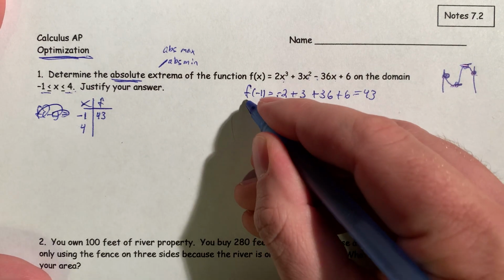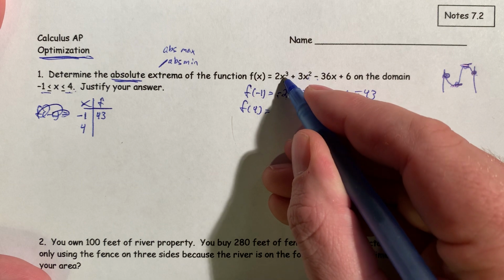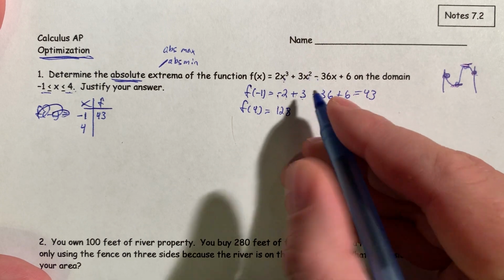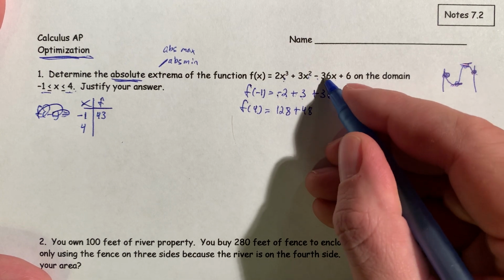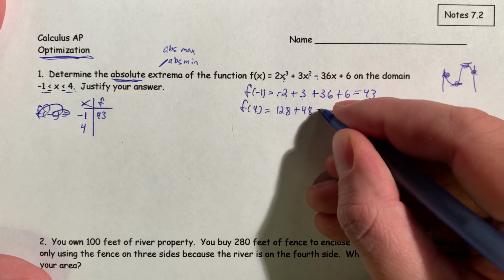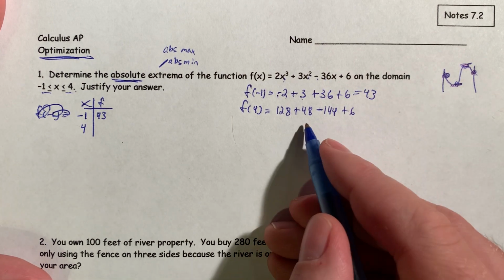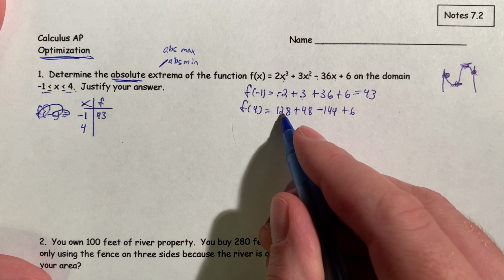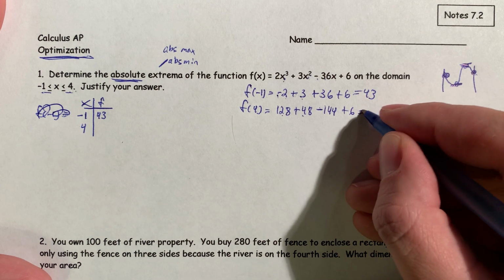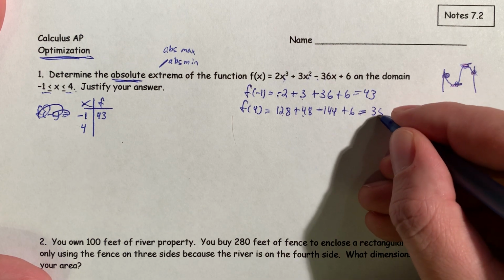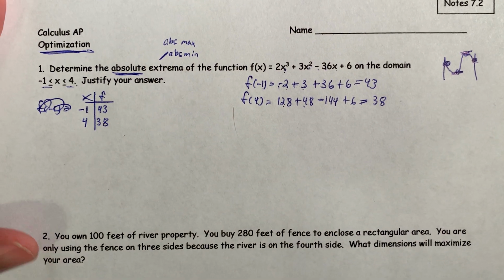We're going to plug in 4. So f of 4. This is a big number. 4 times 4 is 16, times 4 is 64, times 2 is 128. 4 times 4 is 16, times 3 is 48. 36 times 4 is 144, so minus 144 plus 6. So this is 176, 182, minus 144 is, I believe, 38. But I don't know, I might have messed that up somewhere. It's possible I put the wrong numbers there.